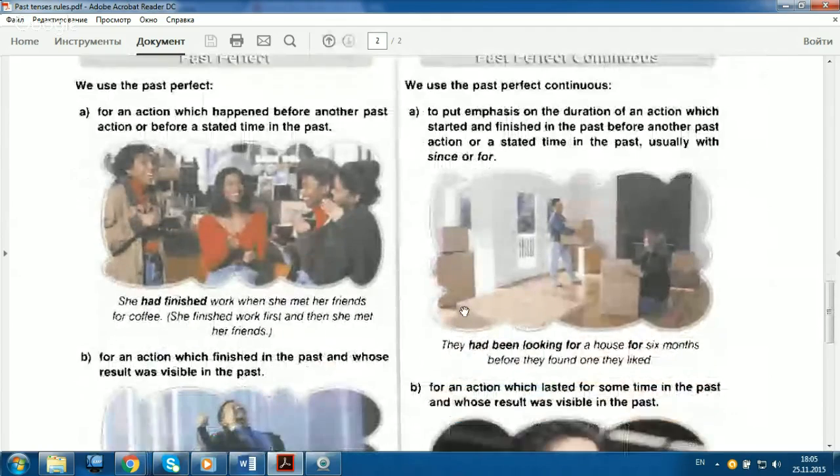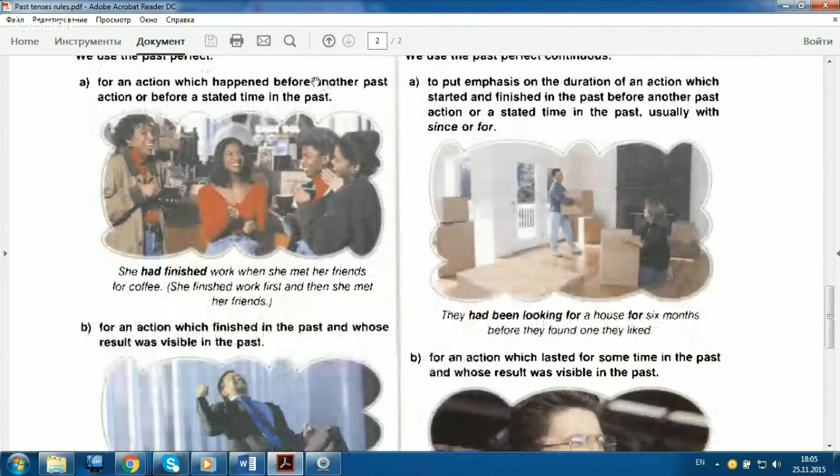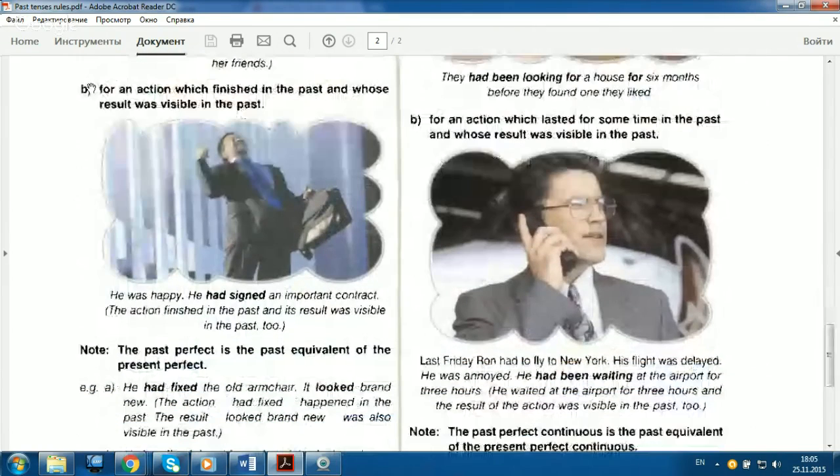The next page we will have is past perfect. With past perfect, we want to show that one action happened before another action. And in this case, we have to use past perfect. She had finished work when she met her friend. So first she finished, then she met. Or an action which finished in the past and the result is visible in the present. Usually we use past perfect continuous in this case, but you remember about non-continuous verbs. So in this case, it is better to use past perfect. He was happy, he had signed an important contract.